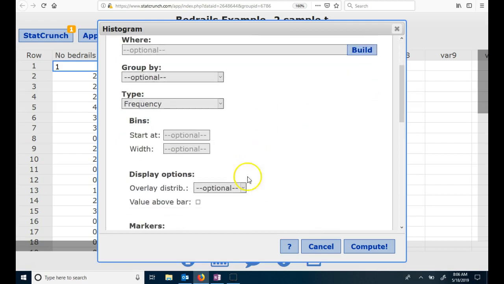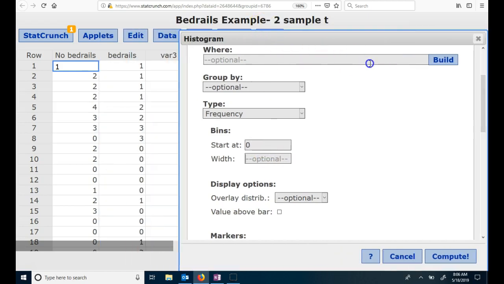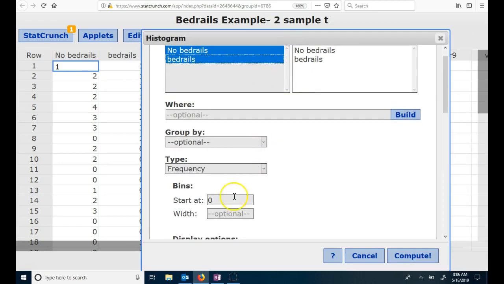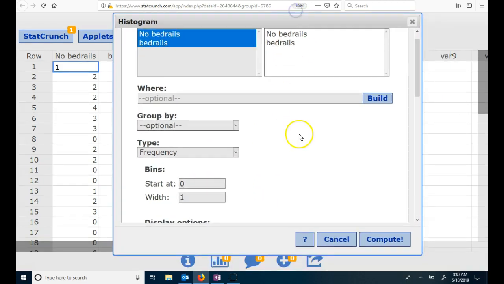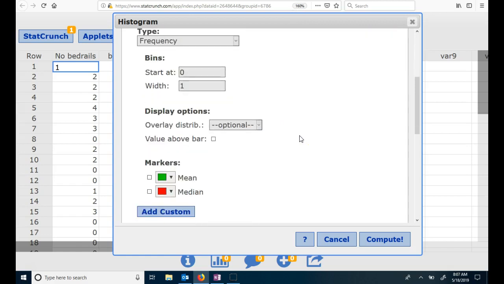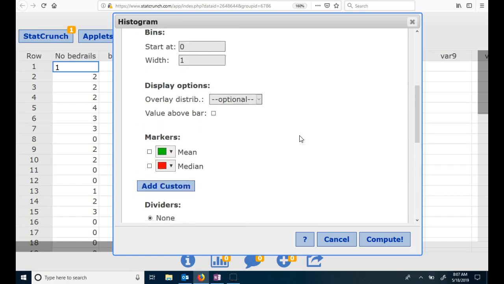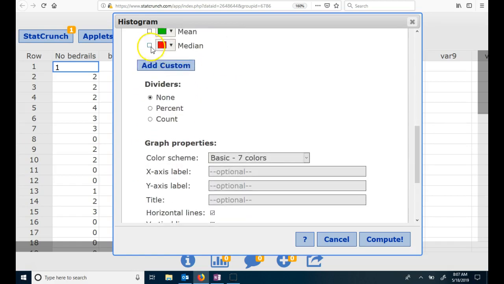My bins, if you remember, start at 0 because we have a lot of zeros in our data set. And my width in this case, because we're talking about number of falls, a good width is probably 1. Basically meaning that each box that I get in the histogram is going to represent a difference of 1. Okay? All right.